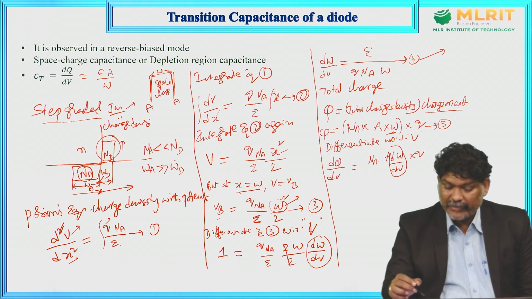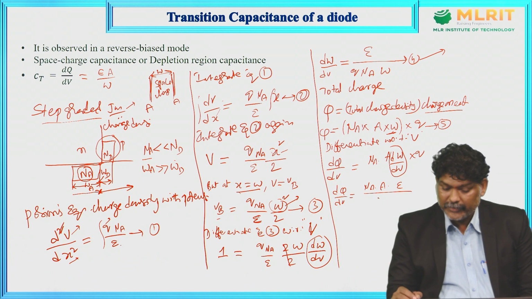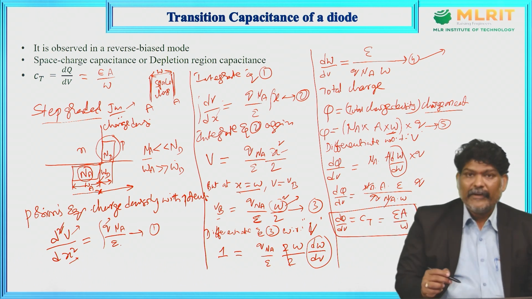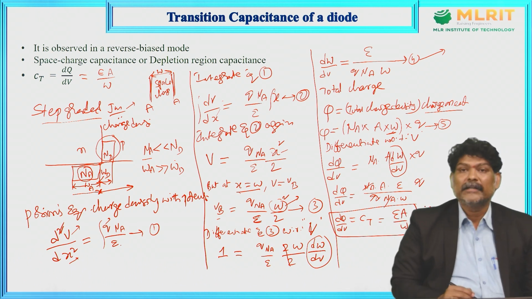From the fourth equation, let us substitute this. dQ by dV is equal to NA into A into dW by dV, which means epsilon by Q NA into W into Q. So NA gets cancelled, Q and Q get cancelled. So finally dQ by dV, which is equal to the transition capacitance, equals epsilon A by W. So this is the final expression of your transition capacitance.